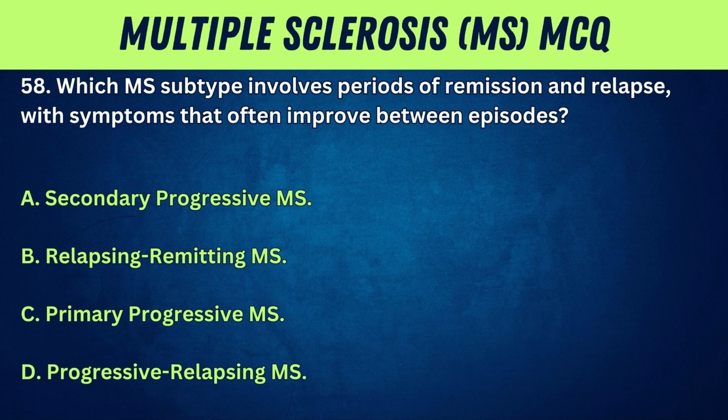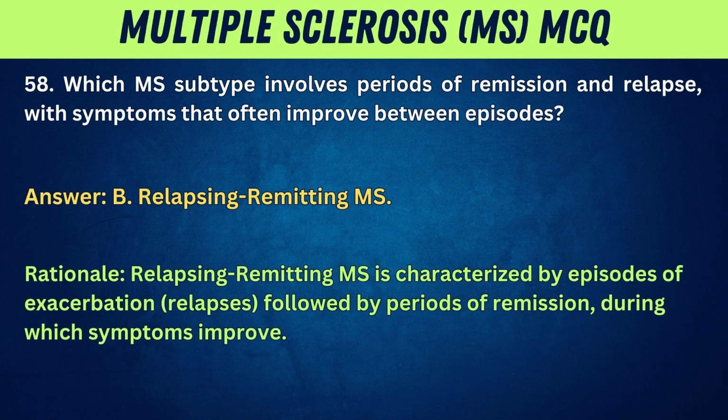58. Which MS subtype involves periods of remission and relapse, with symptoms that often improve between episodes? A. Secondary progressive MS. B. Relapsing remitting MS. C. Primary progressive MS. D. Progressive relapsing MS. Answer: B. Relapsing remitting MS. Rationale: relapsing remitting MS is characterized by episodes of exacerbation, relapses, followed by periods of remission, during which symptoms improve.